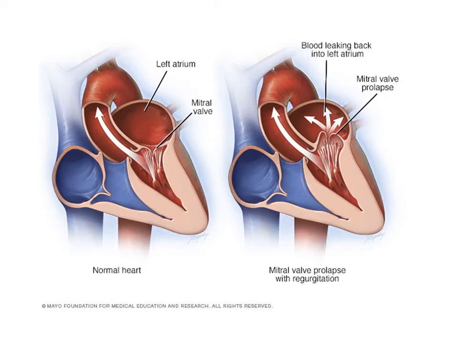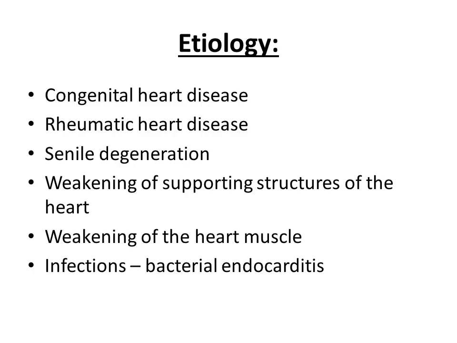As this figure shows, this one is the normal heart and normal mitral valve, and the other figure shows the mitral valve prolapse with regurgitation, in which blood leaks back into the left atrium. Now, etiology of mitral regurgitation includes congenital heart disease, rheumatic heart disease, senile degeneration, then weakening of supporting structures of the heart, weakening of the heart muscles, and infection, that is bacterial endocarditis. All these etiological factors lead to mitral regurgitation.